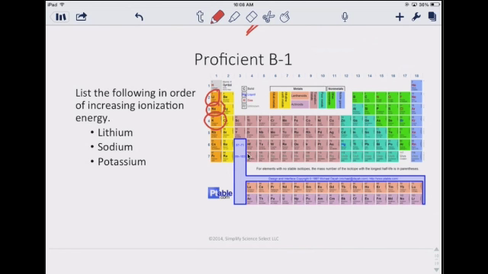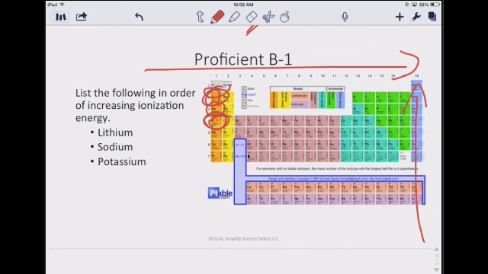So in this case, we're moving up. So it increases as we go up. So from small being down here to big being up there. So potassium will be the smallest, and then we would go sodium and lithium. Lithium would have the highest ionization energy.